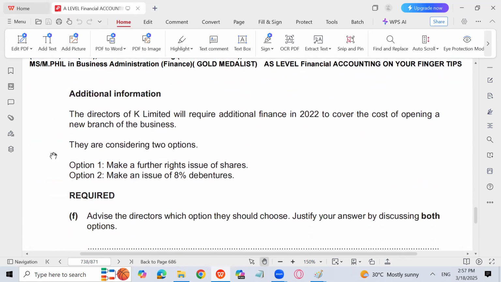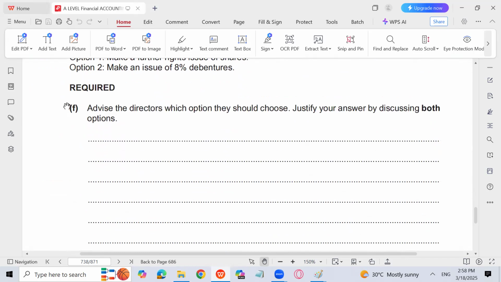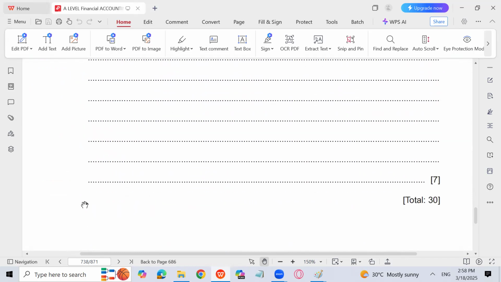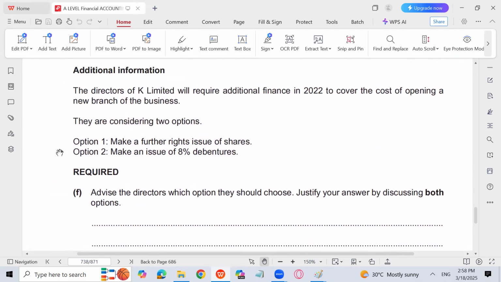The director of K Limited will require additional finance in 2022 to cover the cost of opening a new branch of the business. They are considering 2 options: make a further rights issue of shares, or make an issue of 8% debentures. Advise the director which option they should choose. Justify your answer by discussing both options. Right? Advise means that you have to select one of them. You have to give a conclusion also. And justify means that you have to prove that the one is better than the other.